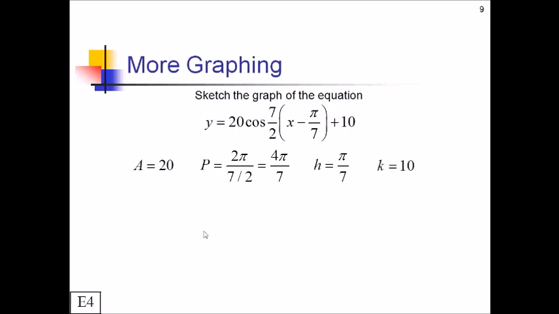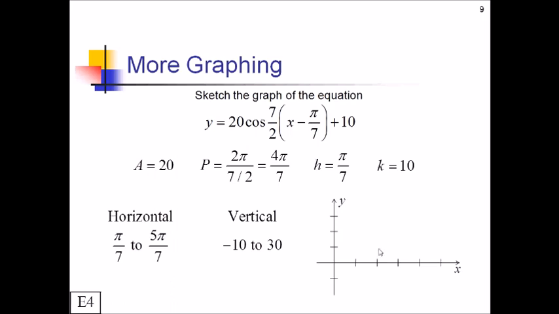Now let's figure out where the horizontal is going to be. So we're going from the h value of pi over 7, and then h plus p is going to be pi over 7 plus 4 pi over 7. So bad news fractions, good news, we have a common denominator already. So we're going from pi over 7 to 5 pi over 7 if we add those. Vertically, I'm going from k minus a, which is negative 10, to k plus a, 10 plus 20, which is 30. Let me set up my grid lines so I can fit all that on there.